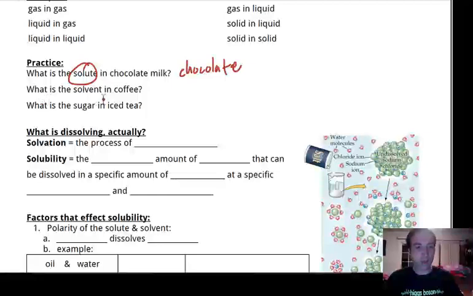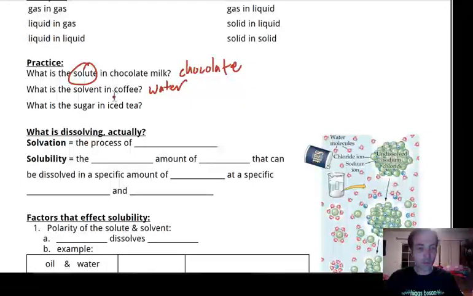And then what is the solvent in coffee? See if you can get this one on your own while I'm talking. So when we make coffee, right, we take the coffee beans, we put them in the coffee maker. Of course, they're ground first, and then the solvent would be water.